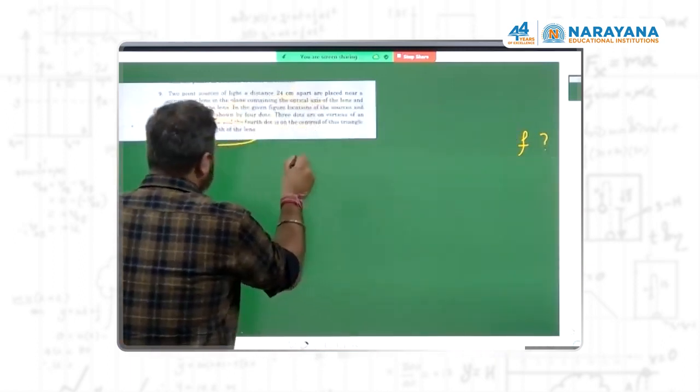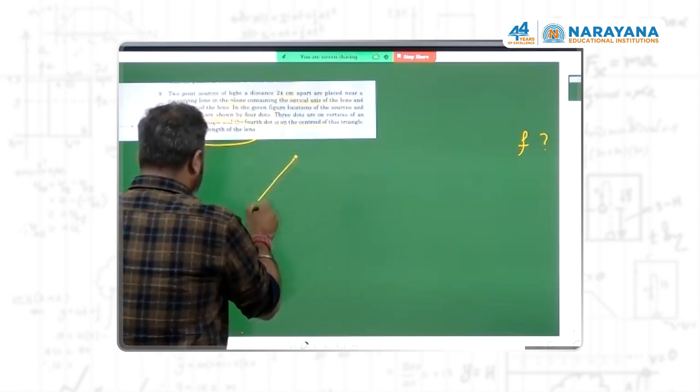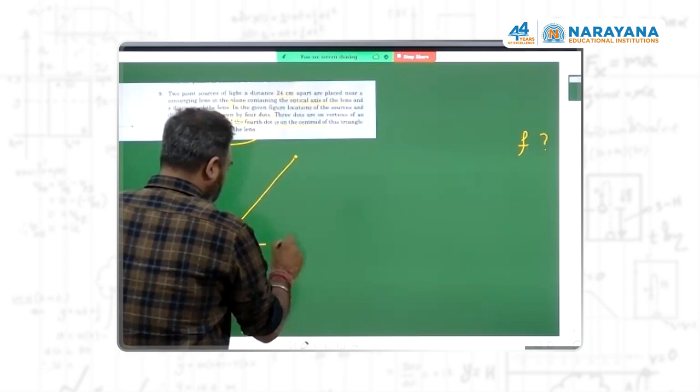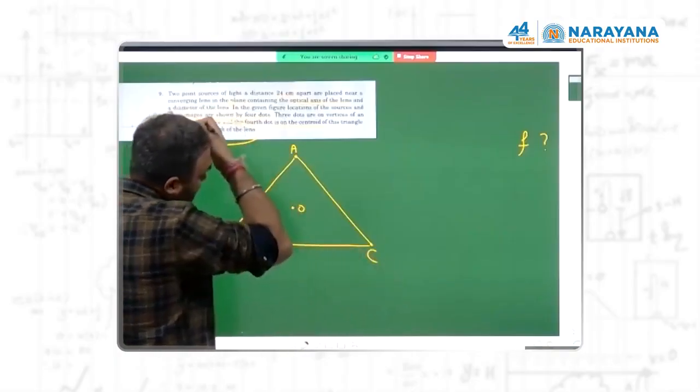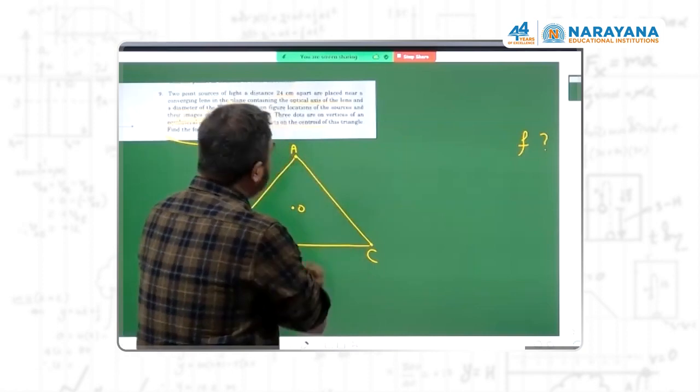Now let's see how they can form this setup. I mean, if 2 of the positions are occupied by the sources and the remaining 2 are their images, then what orientation can the principal axis take in this combination? First let us think on those lines. Let's say these points are A, B, C. Now look, I basically think that in this problem there are 2 possibilities.